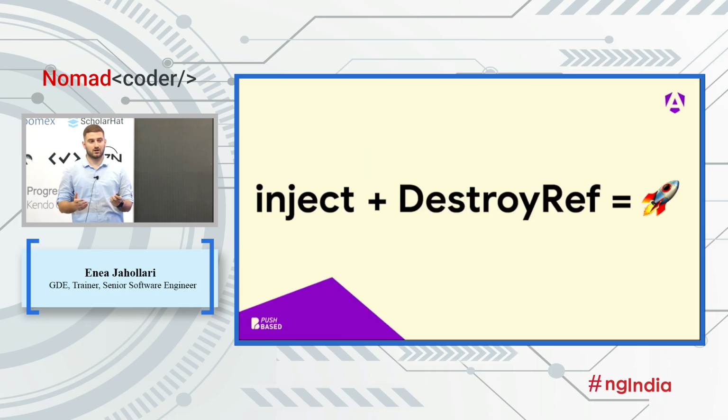Well, I can say that with inject and DestroyRef, we can create some really powerful features in Angular. One of them, for example, is effect, afterRender effect, and a lot more hooks that are after next render. Those are all possible because we have inject and DestroyRef. Those were two key building blocks of those features.